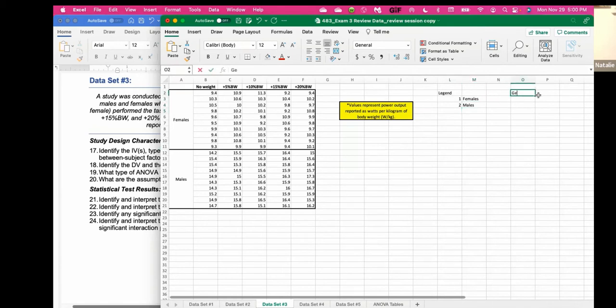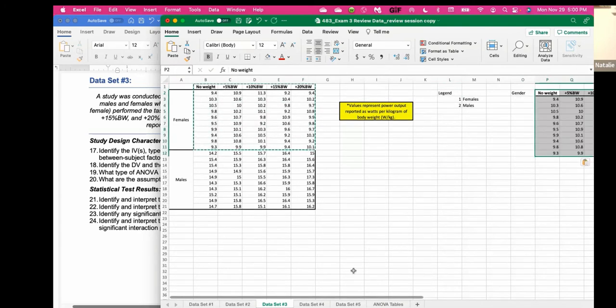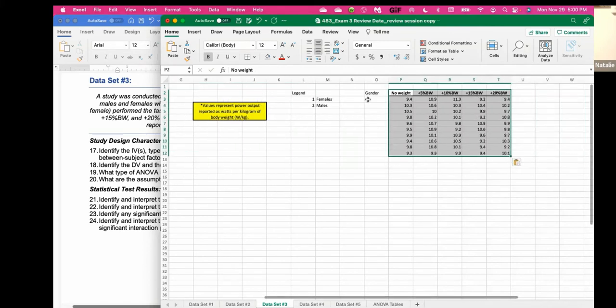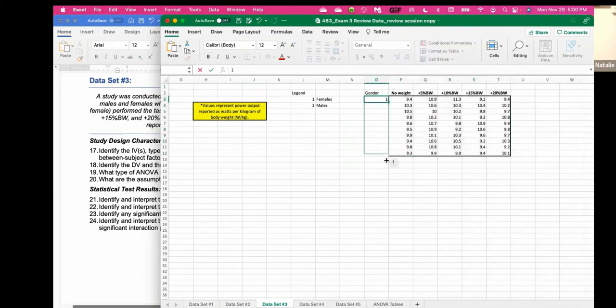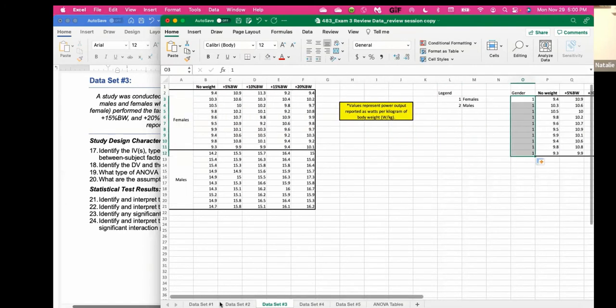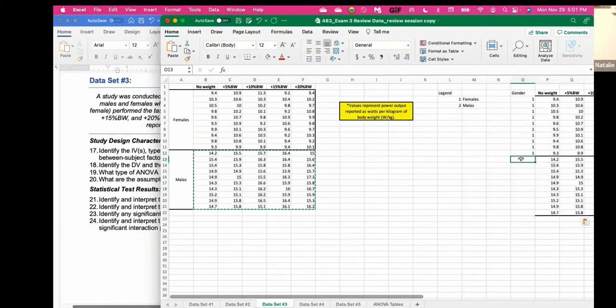We would need a column that specifies which gender each value is identified with. And then pretty much we could just copy our data over, right? And say, oh, well, these belong to our female participants. Sorry for the scrolling. And then this set of data would represent our male participants who have a data label of 2.